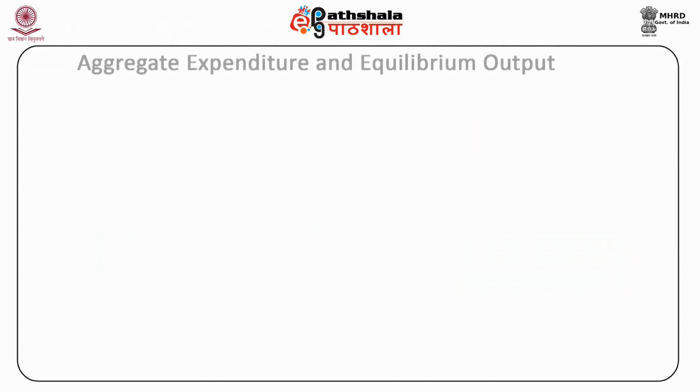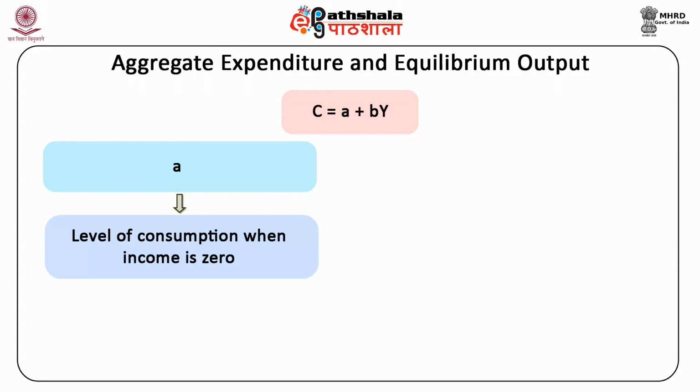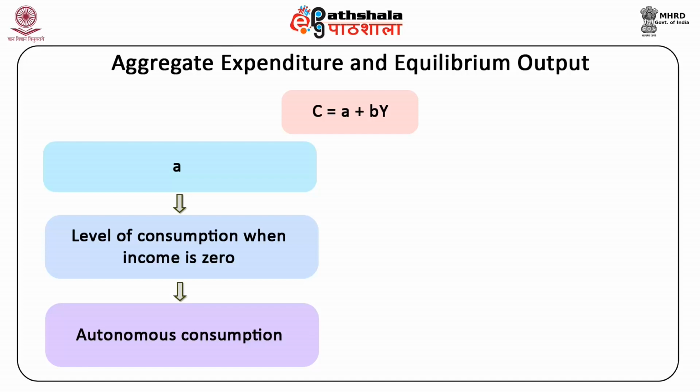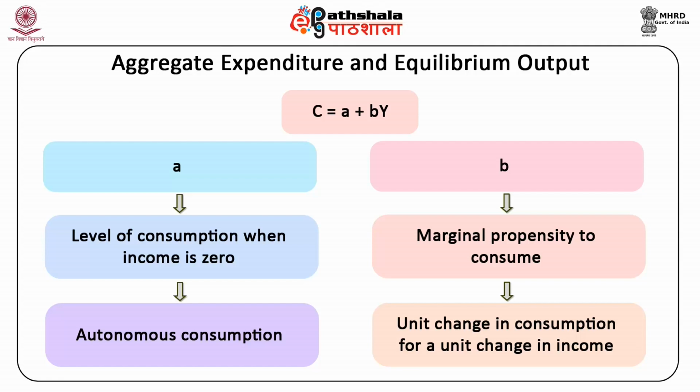A simple linear form of the consumption function is C = A + BY, where A is greater than 0 and B lies between 0 and 1. A is the intercept and represents the level of consumption when income is 0, that is autonomous consumption. B is the slope of this linear function and the marginal propensity to consume, which is defined as the unit change in consumption for a unit change in income.